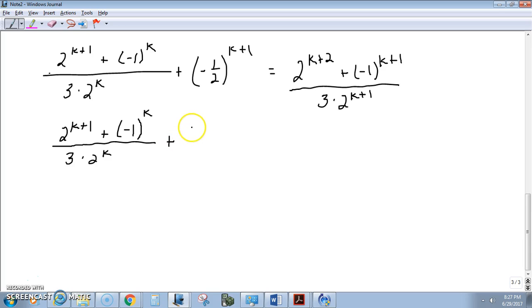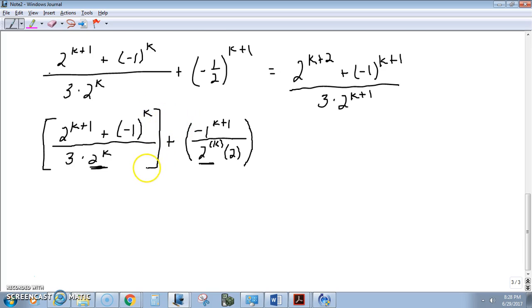So the first thing I'm going to do is change negative 1 to the k plus 1 over 2 to the k. And then I did this, I just changed it to times 2 instead of 2 to the k plus 1, because I saw that I had a 2 to the k here and a 2 to the k here. So it made finding my common denominator a little bit easier. I know if I multiply this first fraction by 2 and this second fraction by 3, I'll have a common denominator.